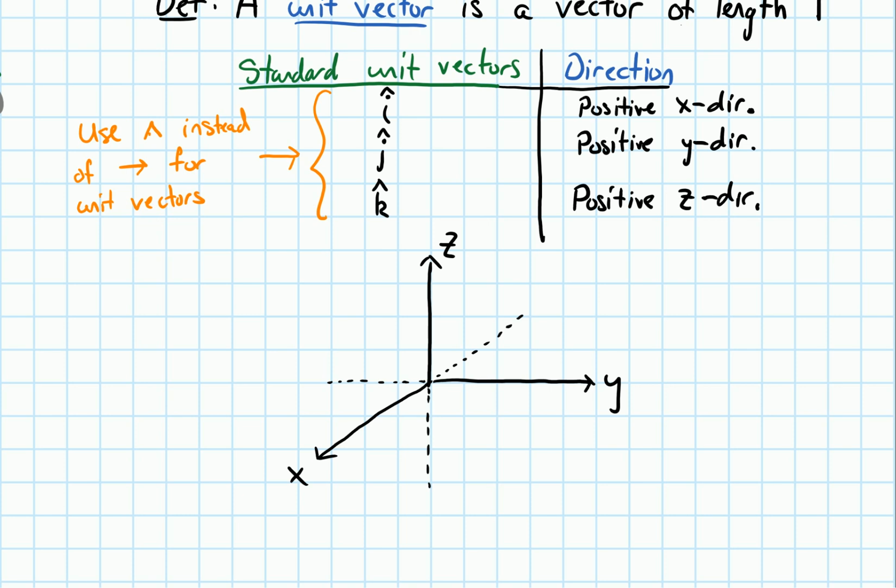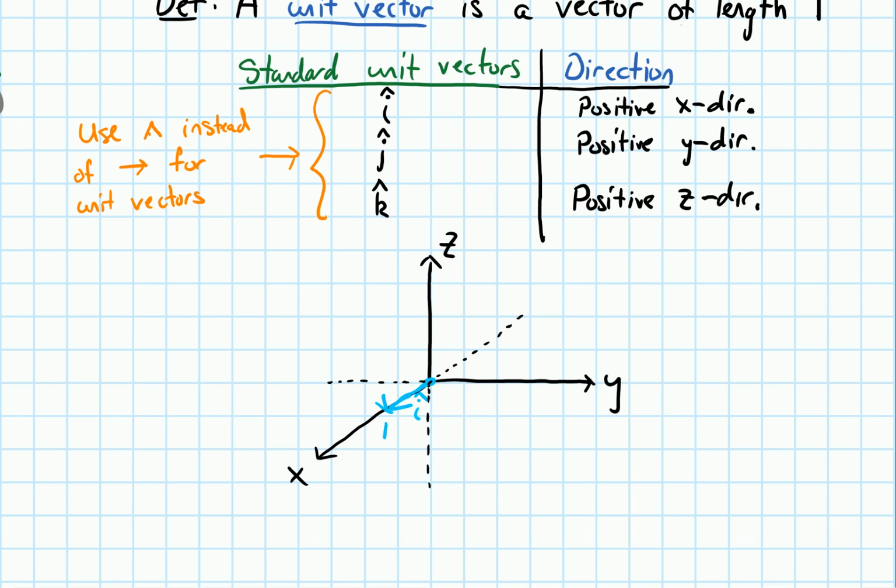Okay, so I hat is a vector of length 1 that points in the positive x direction. I'm going to draw it emanating from the origin. It'll point in the positive x direction, so that's this way, but it'll have a length of 1. So that means it reaches to where 1 is on the x-axis. So that is the vector I hat.